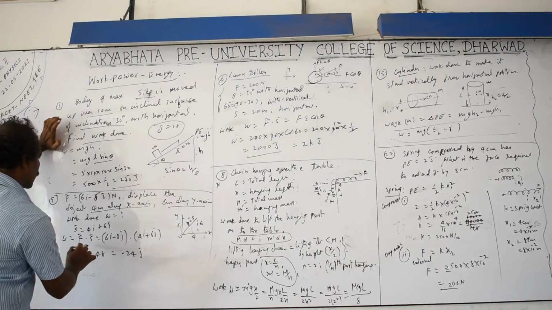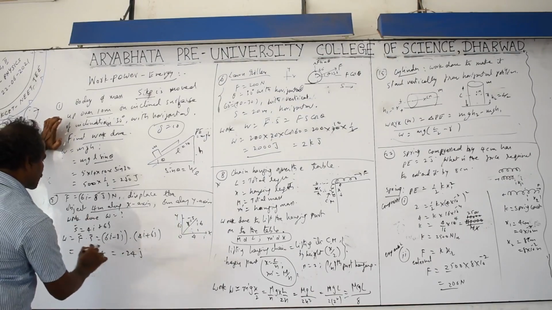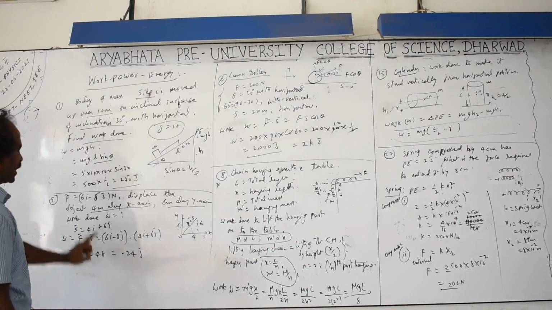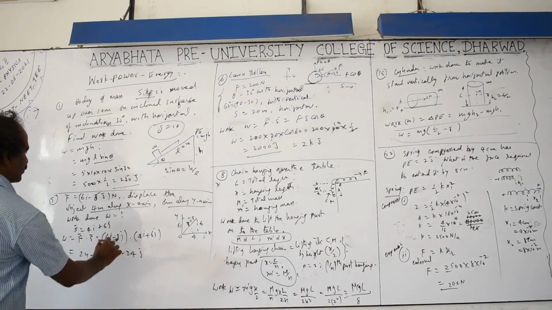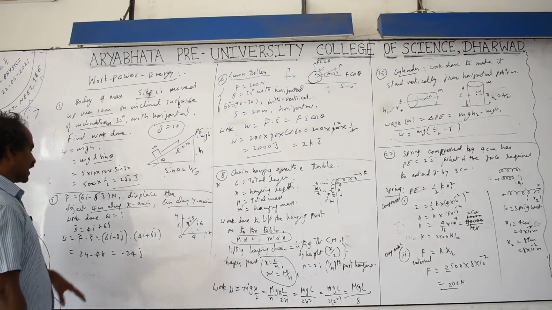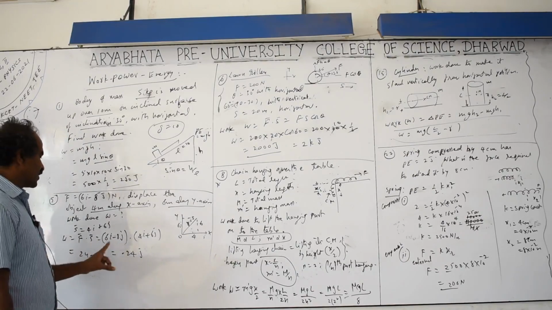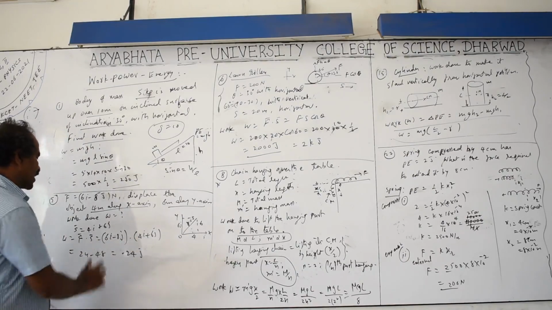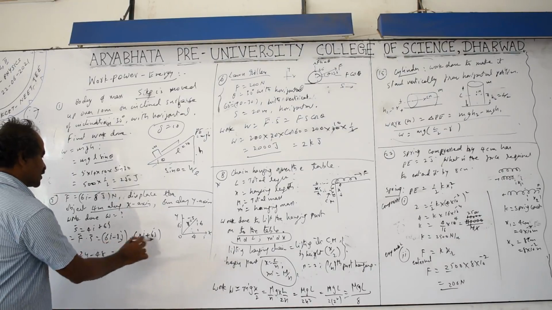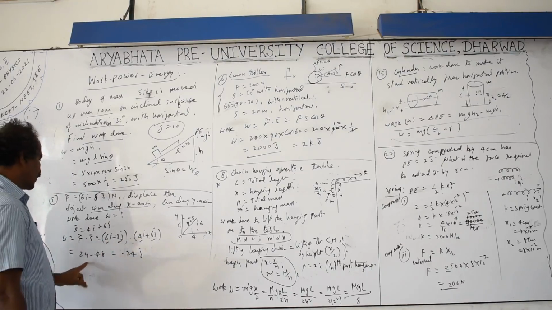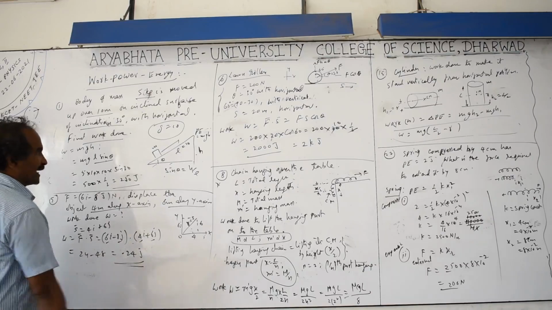So work is equal to F dot S, and in the dot product, only i dot i and j dot j remain. i dot j is zero, since the angle is 90 degrees, so it cancels. Directly you have to take 6 into 4, plus 8 into 6: 24 minus 48 is minus 24 joules, negative work.